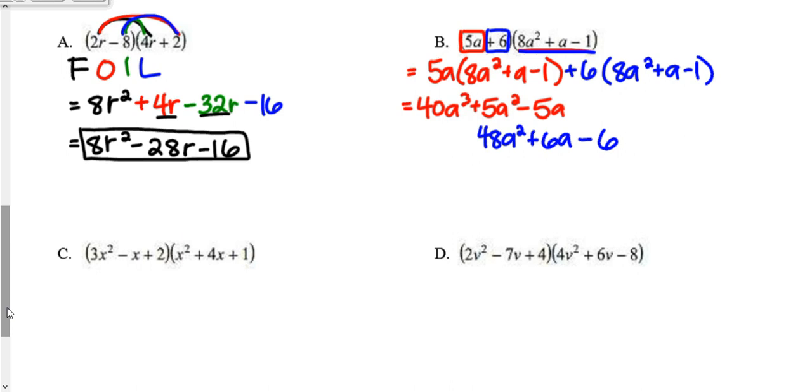Now, you do not have to do this step. The reason that I like it is because then when I go to combine my terms, they're all lined up. So I can see there's just 40a squared, or a to the third. And then for a squared, I have 5 plus 48, which is 53. And then for a, I have negative 5 plus 6, so just 1a minus 6.